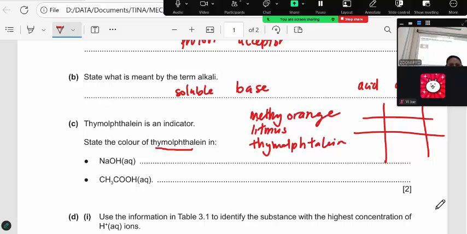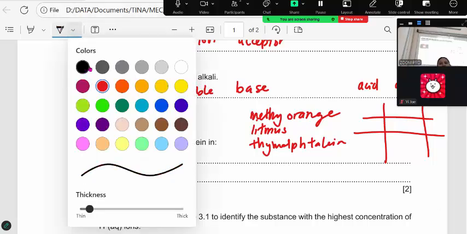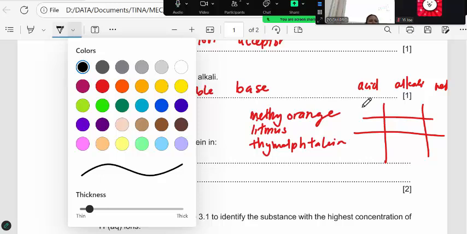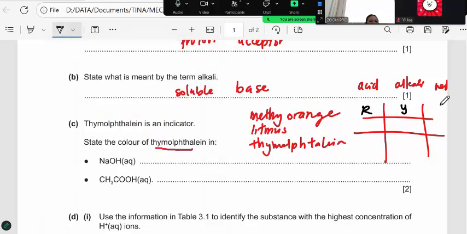So we've gone through this quite a few times already. Methyl orange in acid is red, in alkali is yellow, in neutral is orange. Litmus in acid is red, in alkali is blue. There's no such thing as neutral. It depends what paper you're using. Okay, if you're using blue litmus, in acid it turns red. Red litmus, in alkali it turns blue. Okay, thymolphthalein in acid is colorless. Alkali, it is blue. Neutral, also colorless. All right. So thymolphthalein in sodium hydroxide is blue. In acid, it is colorless.